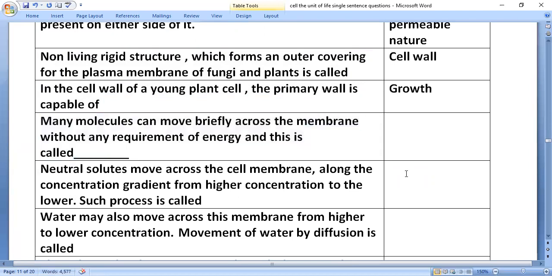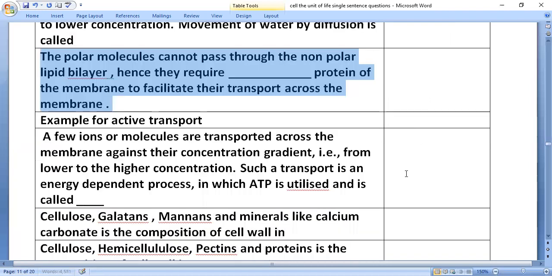Many molecules can move freely across the membrane without any requirement of energy, and this is called passive transport. Neutral solutes move across the cell membrane along the concentration gradient, from higher concentration to lower. Such a process is called simple diffusion. Water may also move across the membrane from higher to lower concentration. Movement of water by diffusion is called osmosis.